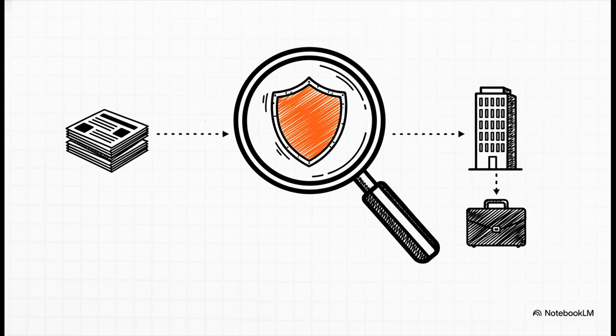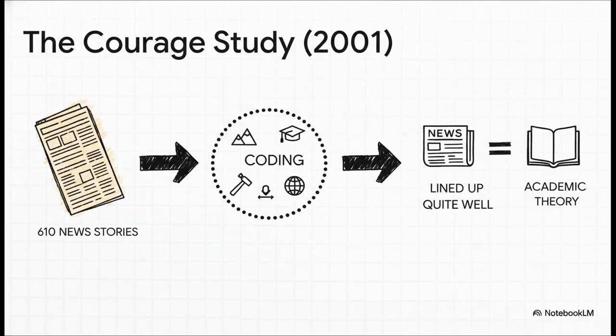A study back in 2001 set out to understand how the business world talks about courage. The big question was, does the way newspapers describe a courageous business person actually match up with the official academic definition of courage? So what they did was they took more than 600 news stories that all used the word courage. They coded every single one for specific features, like what kind of obstacles the person was facing or what actions they took. By turning all those stories into data, they could systematically check. And you know what? They found that the media's idea of courage actually lined up pretty well with the academic theory.